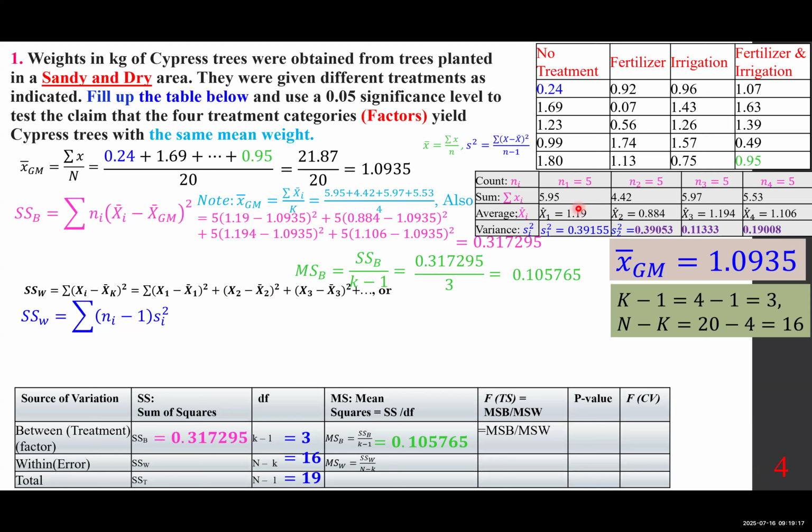S sub i squared, well, in this case, 4 times this number. Again, 4 times this number. In this case, again, 4 times this number. In this case, 4 times this number, and add them up. Because it's been already calculated, that's the fastest and easiest way to calculate. And we end up with the following number when you add them up, and so this number goes in here.